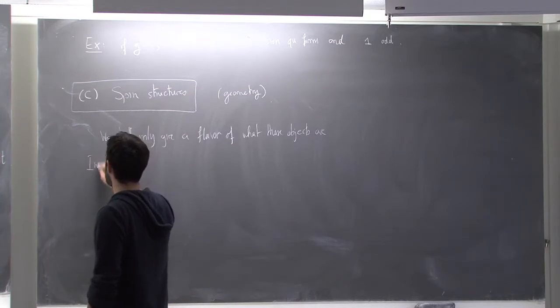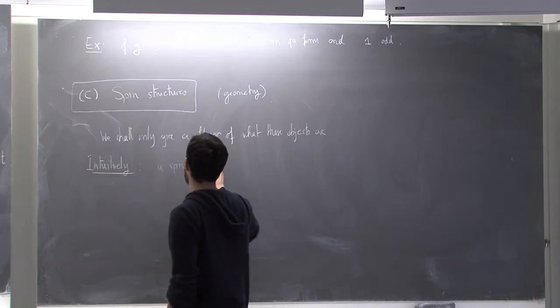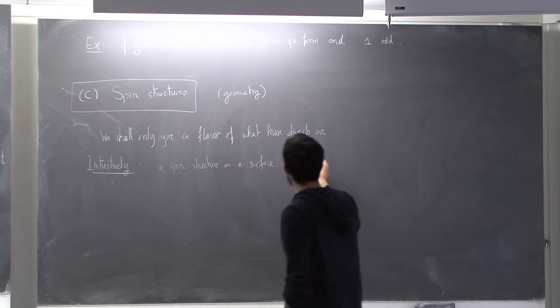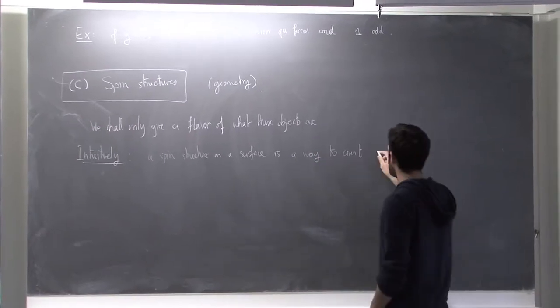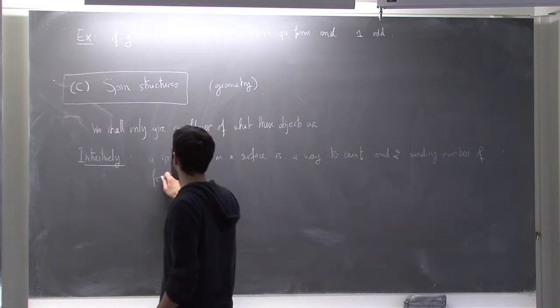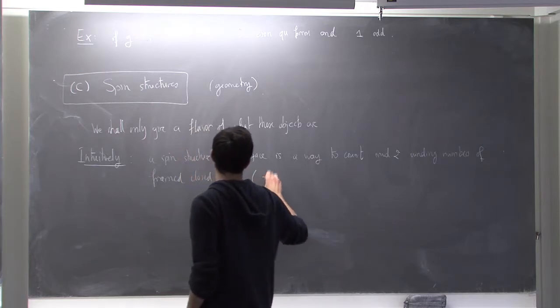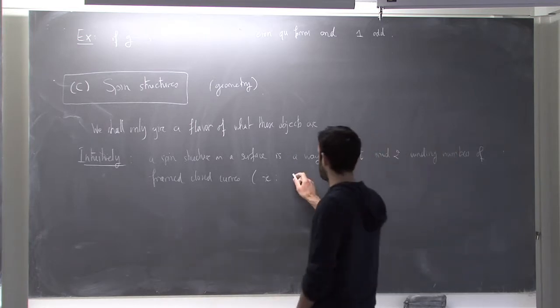But let's say intuitively, a spin structure, let's say on a surface, is a way to count modulo 2 the winding number of framed closed curves. A framed curve, I mean a curve that is endowed with a vector field. A closed curve.